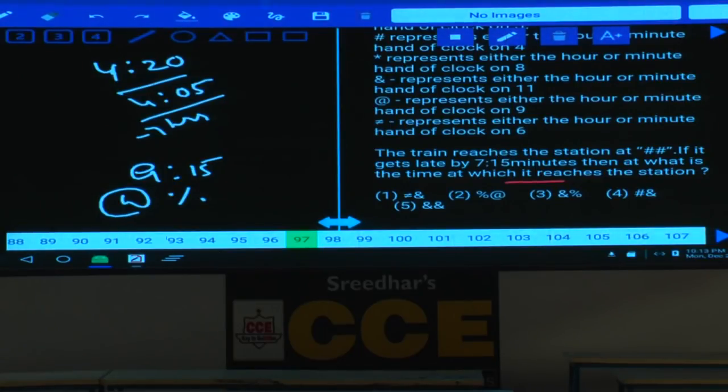But whereas here 11 is there, 11 and 55 should be the answer. Done? Now this is about question numbers 93 to 97. Now all these types of questions were given in the 2016 IBPS PO main examination.